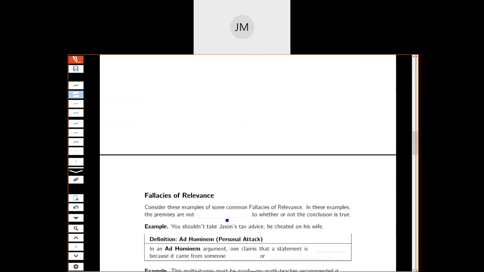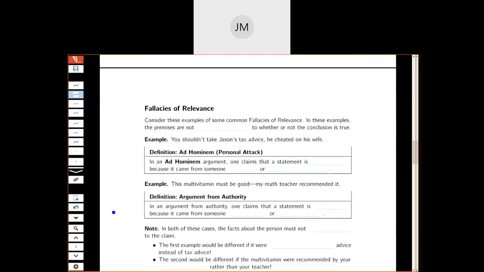So let's look at some examples, and that I think will hopefully really clarify what we're talking about here. Let's start with the fallacies of relevance, and there's many different ways that this can show up. A fallacy of relevance is a category. Remember that when we have these fallacies of relevance, the premises are not related to whether or not the conclusion is true.